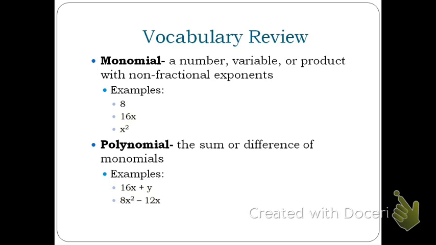With a polynomial, that's a sum or difference, and we're looking at examples of 16x plus y. That's a binomial, but it's a polynomial because of the two terms, or 8x squared minus 12x, where you see those are added or subtracted. So, once again, referring to these two terms.